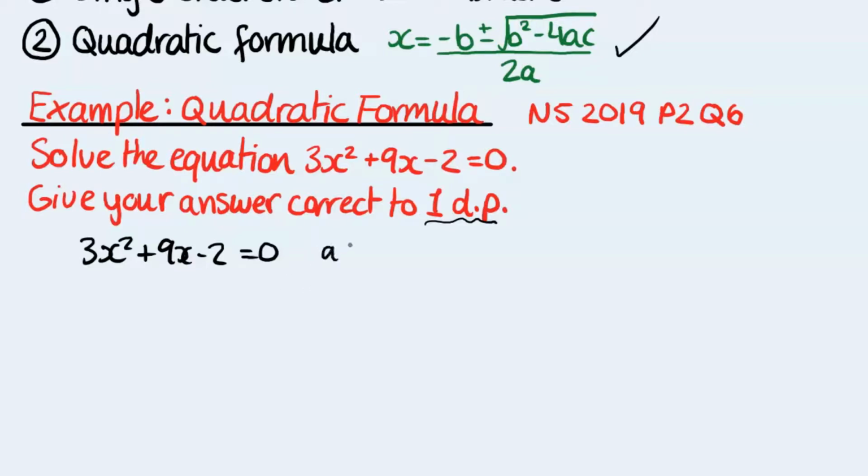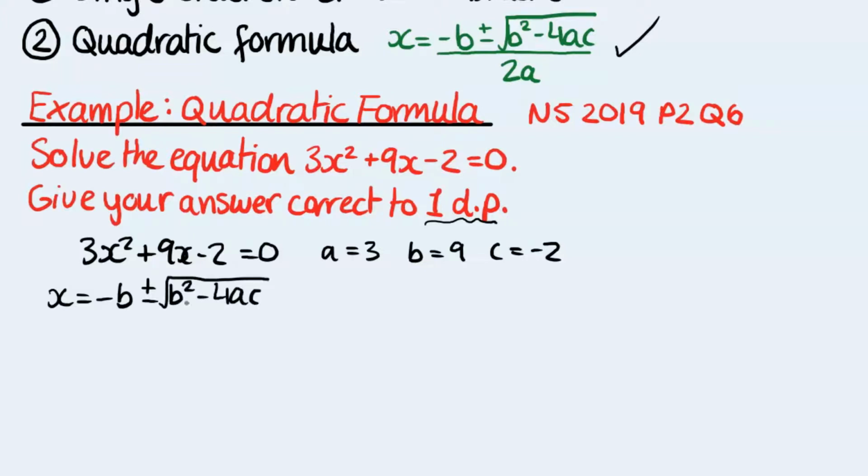So what we have here is a is equal to 3, b is equal to 9, and c is equal to minus 2. Now what we want to do is just simply substitute that into the quadratic formula. So what is the quadratic formula? It's minus b plus or minus the square root of b squared minus 4ac, all over 2a. Now let's just simply substitute this in.